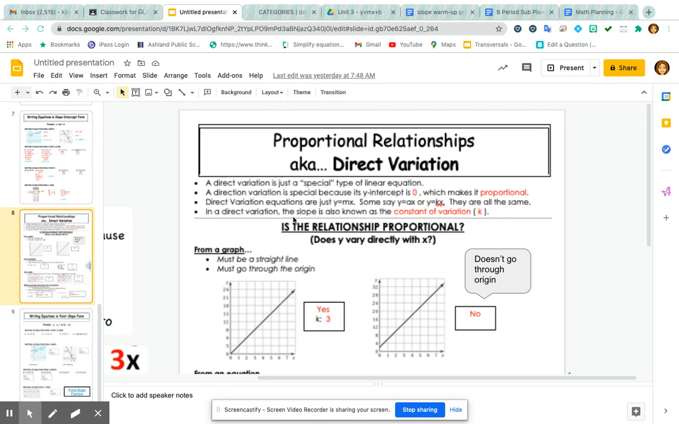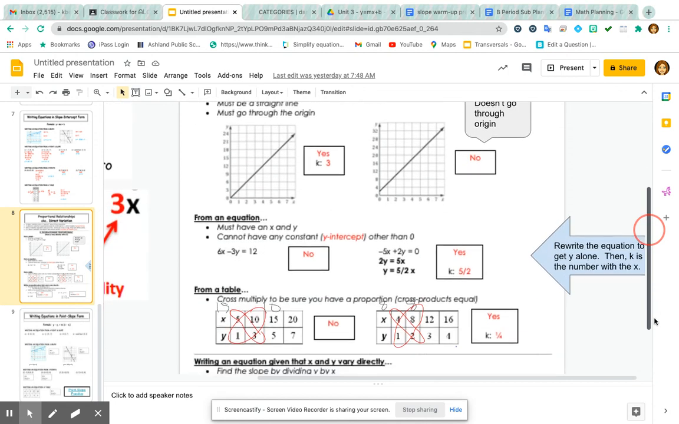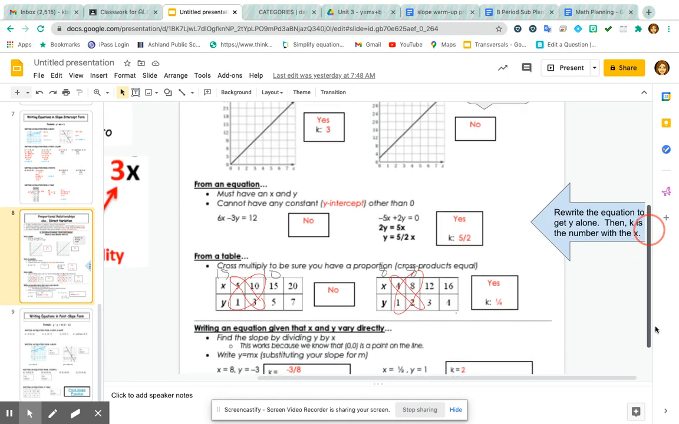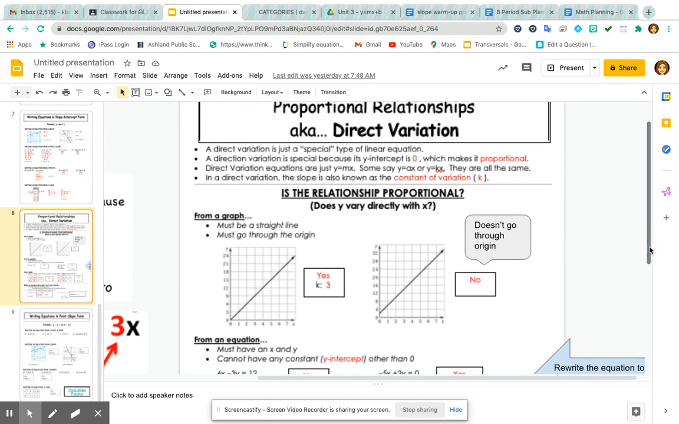In a direct variation, the slope also has another special name. It can't just be slope because it's so special. Another name for it is the constant of variation. And in math, we use the letter k for constant of variation, and that's why you may have said y equals kx last year. So today, you're going to learn how to pick out this special proportional relationship or direct variation from a graph, from an equation, from a table. And then you're going to learn how to write a direct variation.